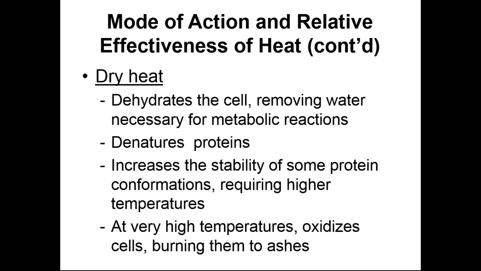Some proteins are going to have increased stabilities, so they're going to be extra stable proteins. These are proteins generally that are going to be found in our extremophiles, like Thermus aquaticus. And these proteins are going to need extra high temperatures to kill or denature. So this is where dry heat can come in handy. At very, very high temperatures, we don't just dehydrate the cell, we burn it. So we oxidize everything. We burn the cells to ashes, and that absolutely will destroy the cell.